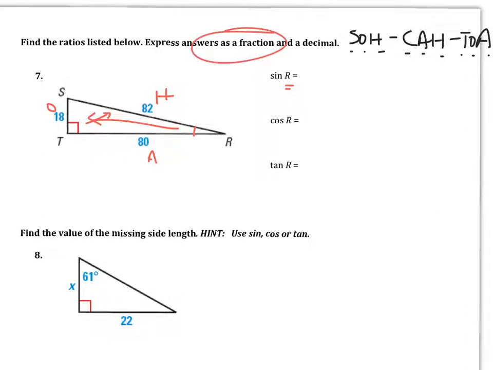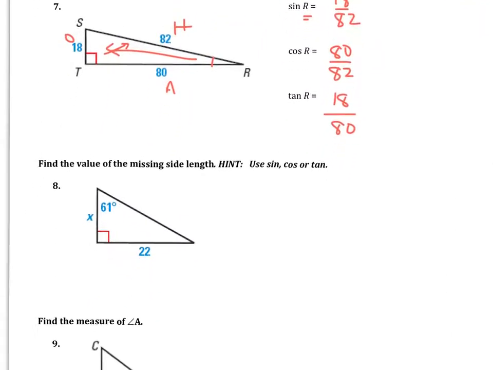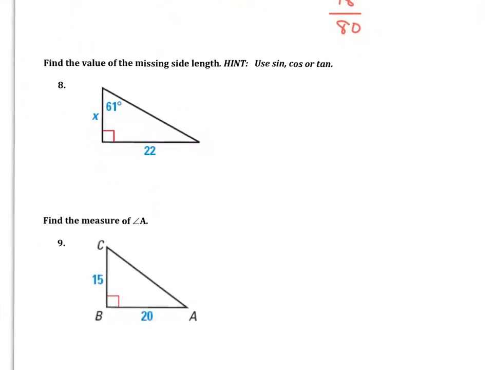So if I want sine of R, and they just want me to express it as a fraction, they simply want me to put the opposite over the hypotenuse. So I'm going to go 18 over 82. Don't worry about doing it as a decimal. Cosine of R would be the adjacent over the hypotenuse, so 80 over 82. And then tangent of R is opposite over adjacent, so it is 18 over 80. And I'm done.